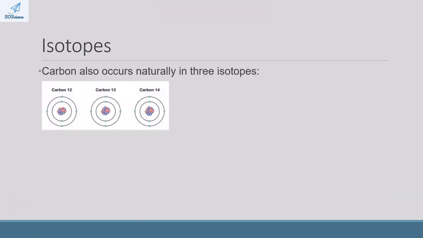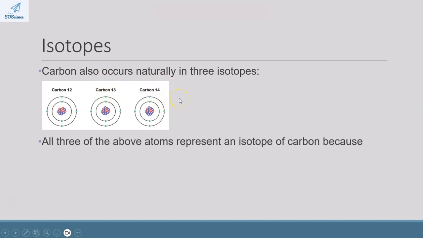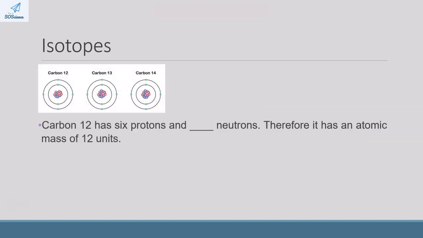Let's consider the 3 isotopes of carbon. We have 3 isotopes of carbon: carbon-12, carbon-13, and carbon-14. All 3 of the above atoms represent carbon atoms because any carbon atom will contain 6 protons in its nucleus. Now, these numbers, the 12, 13, and 14, represent the atomic mass of the element. So carbon-12 definitely has 6 protons, so therefore it must contain 6 neutrons, giving it an atomic mass of 12 units.